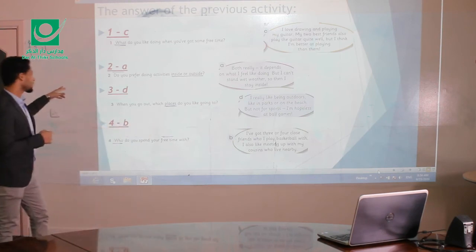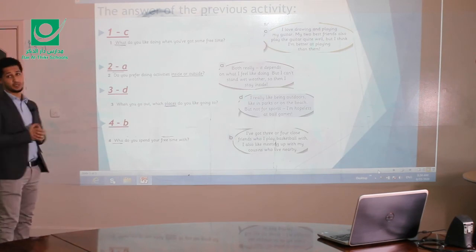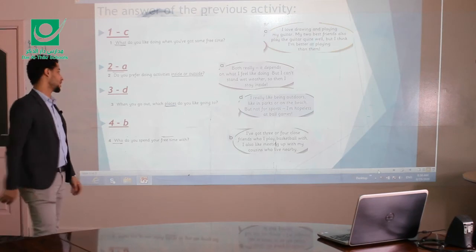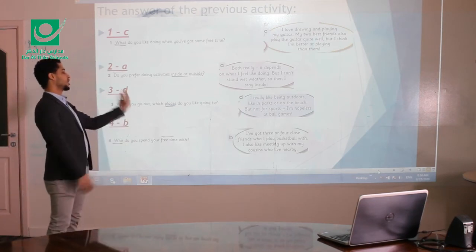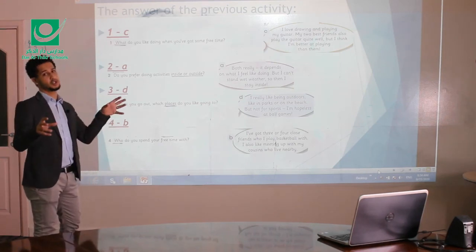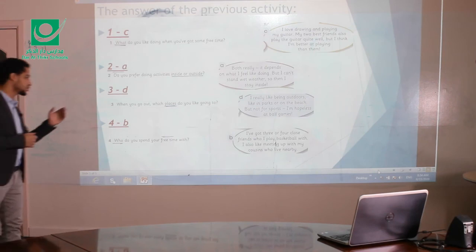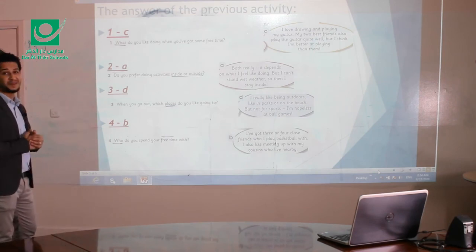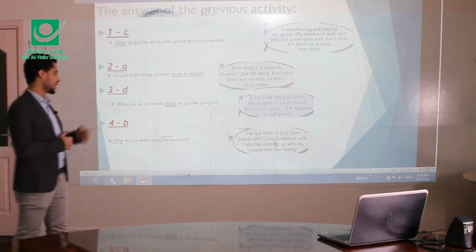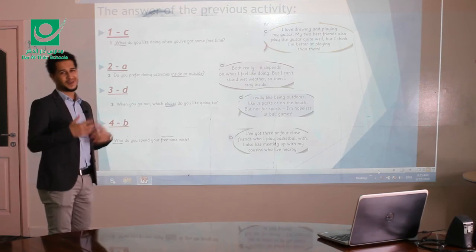Okay? Question 3. We match it to letter D, the answer letter D. So 3D, okay? The question 3 says, when you go out, which places do you like going to? The answer, letter D said, I really like being outdoors, like in parks or on the beach. So this is the answer. Number 4, question number 4, we match it to the answer letter B. So 4B. The question 4 says, who do you spend your free time with? And the answer, I have got 3 or 4 close friends who I play basketball with.